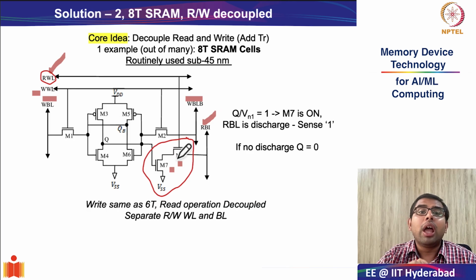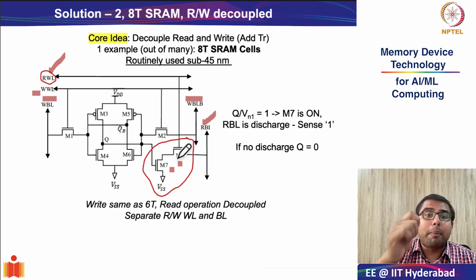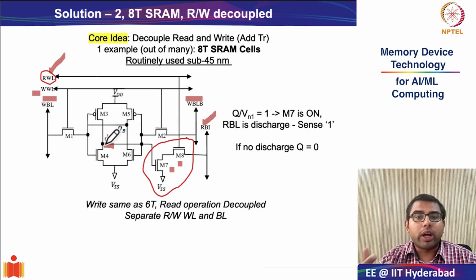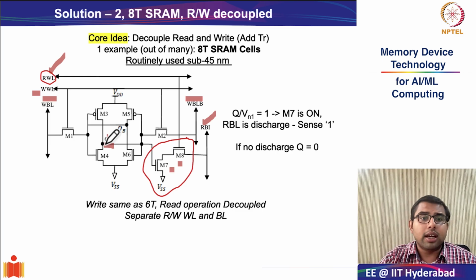And how do you decouple the read operation? You do it by connecting the internal voltage node, here indicated by Q. You can call it Q or you can call it VN1, to a transistor called M7, capacitively coupling it.